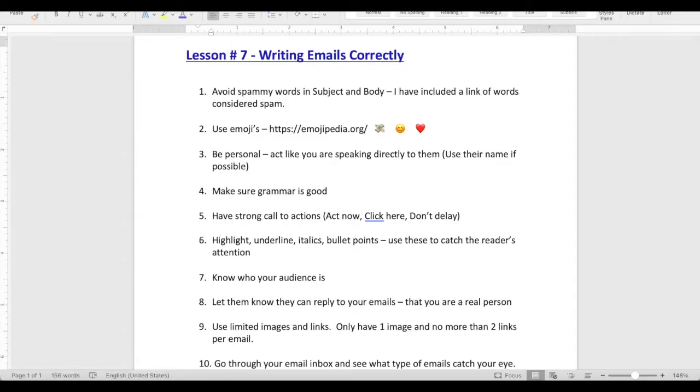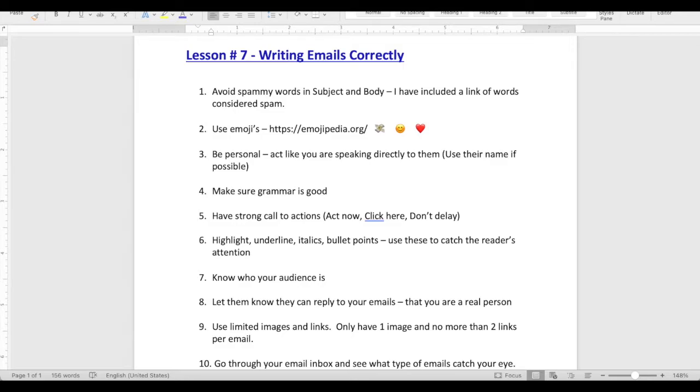Okay, so now we are on lesson 7, which is writing emails correctly. And I really hope that you are enjoying these lessons, but not only that, you're actually going through them, watching them, and learning and growing and getting something from each lesson so you can do email marketing correctly.